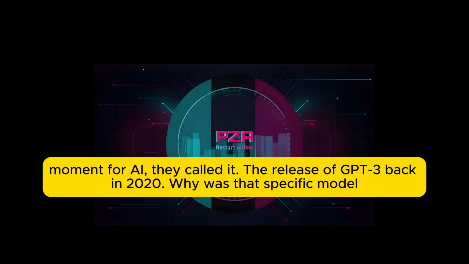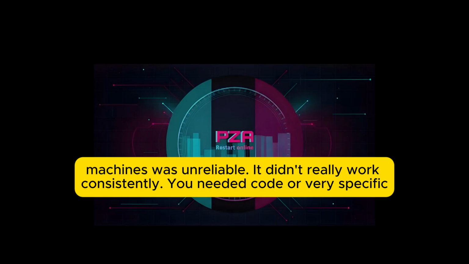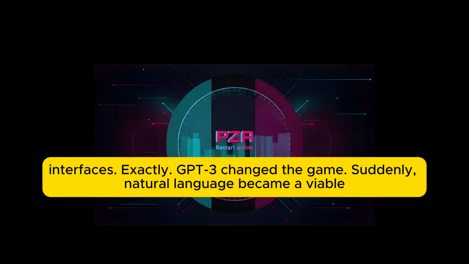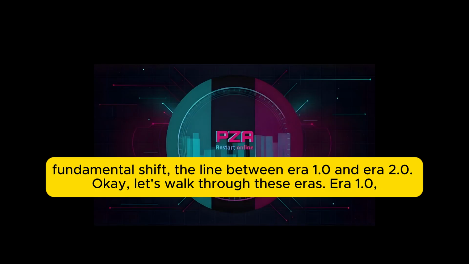Why was that specific model so pivotal? Because before GPT-3, honestly, using natural language to give complex commands to machines was unreliable. It didn't really work consistently. You needed code or very specific interfaces. Exactly. GPT-3 changed the game. Suddenly, natural language became a viable, often even a better, way to interact with sophisticated AI systems. That was the fundamental shift, the line between Era 1.0 and Era 2.0.